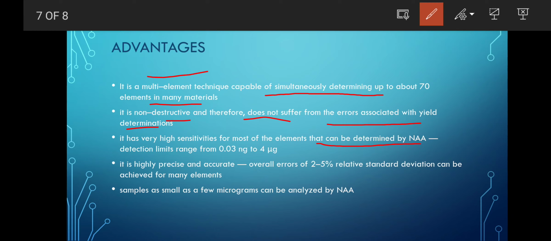It has a detection limit ranging from 0.03 nanogram to 4 microgram. It is a highly precise and accurate method, with an error of 2 to 5% relative standard deviation that can be achieved for many elements. Samples as small as a few micrograms can be analyzed by this method.